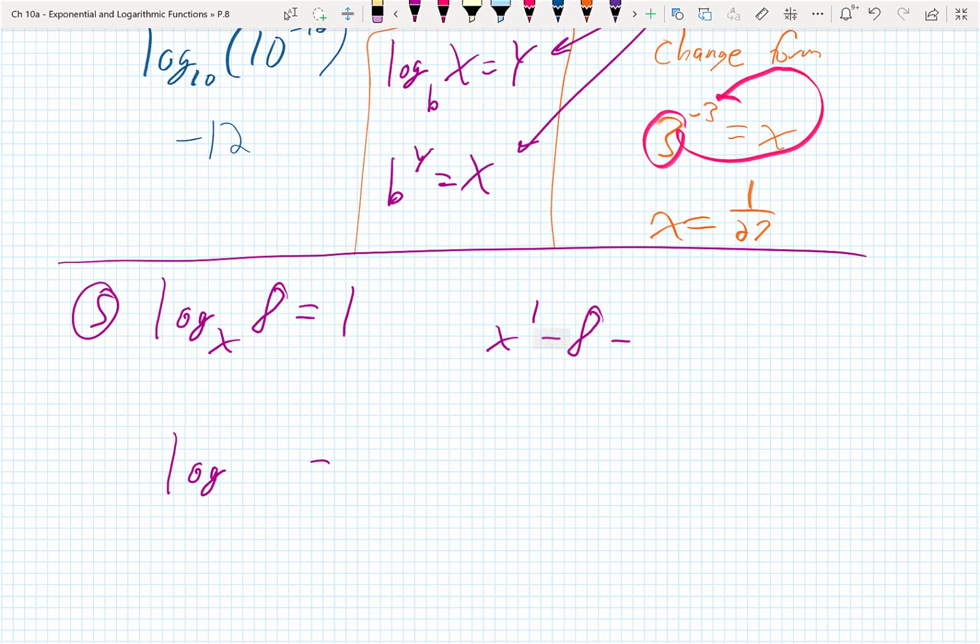Uh-oh. So what is x? Goodbye, log. X to the first power is equal to 8. X would be 8.